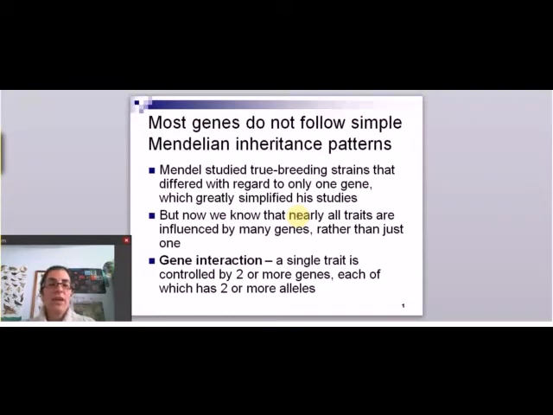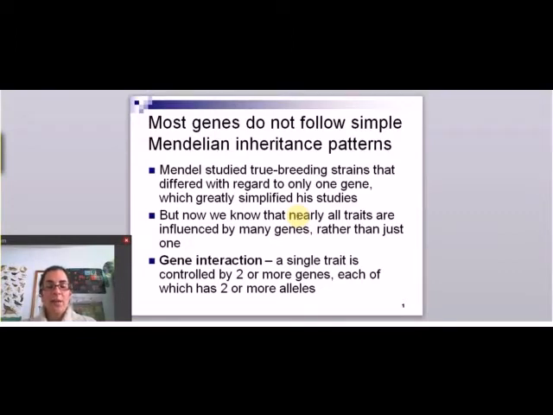But now we know that most traits are probably influenced by many genes. So 2, 3, 4, 5, 6, dozens of genes might control traits. And so most of the things that we inherit are not as simple as what Mendel studied. So they're not going to follow Mendel's laws. So we call this non-Mendelian inheritance.